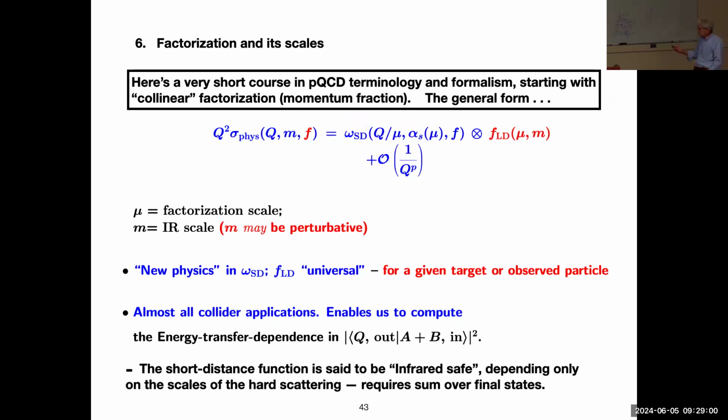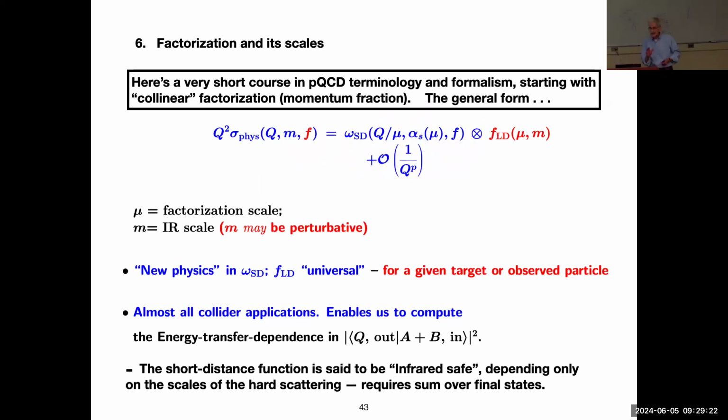Because we have a dimensionless quantity on the left, we're going to factorize into two dimensionless quantities on the right. We're going to have the short distance as a function of q over mu, and then alpha strong of mu. And then there's some f here, which I didn't emphasize at first. F is the thing that we want to compute.